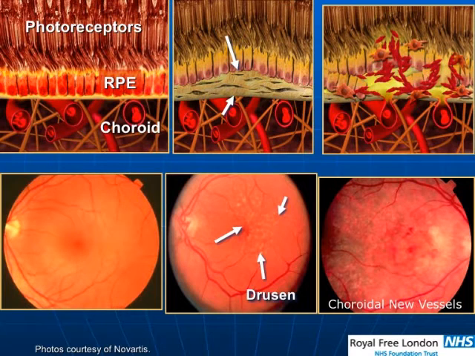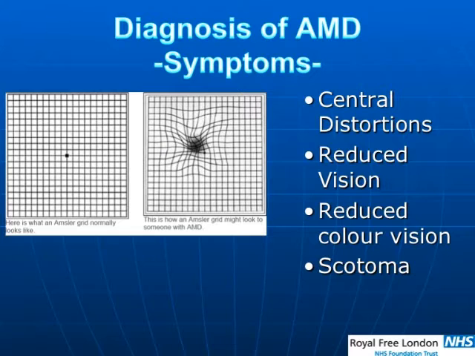That's the central area, and instead of looking nice and flat and smooth, it looks lumpy, with bleeding and elevation. So, how do we diagnose it? Well, central distortions. It affects the center, so therefore distortions in the center. That's how you diagnose it.